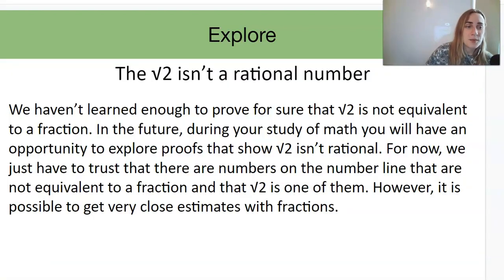So on slide G, the big reveal, the square root of 2 is not a rational number. So we haven't learned enough yet to prove for sure that the square root of 2 is not equivalent to a fraction. In the future, during your study of math, you will have an opportunity to explore proofs that show the square root of 2 is not rational. For now, we just have to trust that there are numbers on the number line that are not equivalent to a fraction, and that the square root of 2 is one of them. However, it is possible to get very close estimates with fractions.